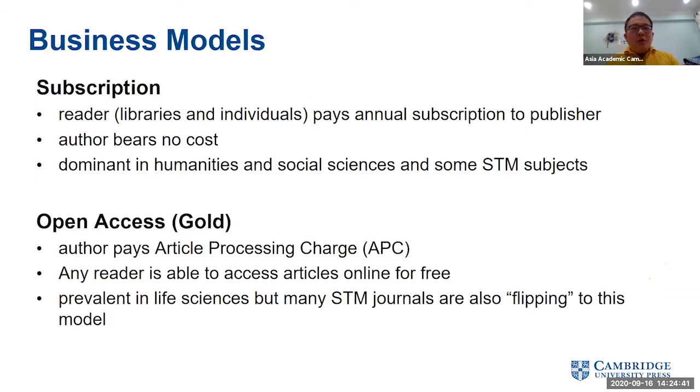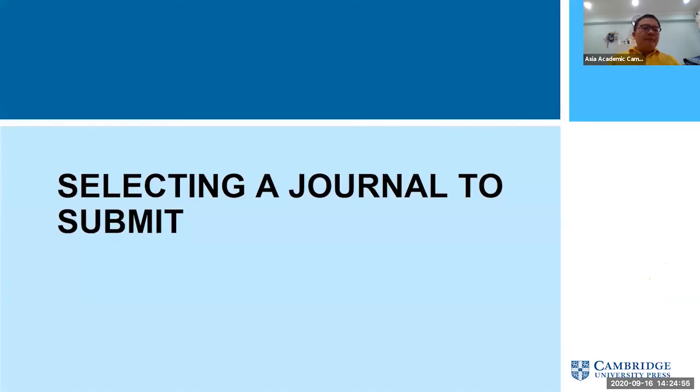But moving to this model from a subscription model is not easy. For the humanities and social sciences, this will still need time because it is not as viable for them as compared to the STM journals. All right, so I have talked about what a journal is. Now let me tell you more about how to shortlist the right journal for a paper.